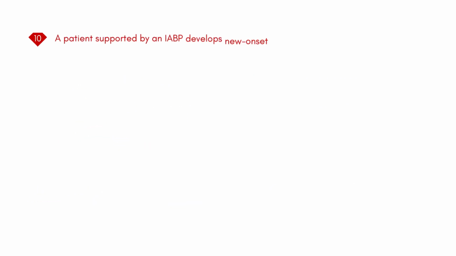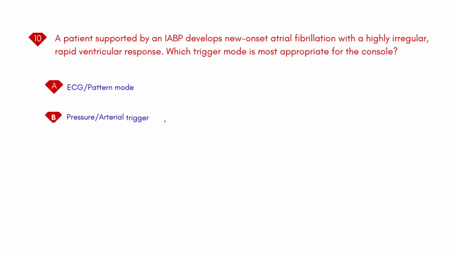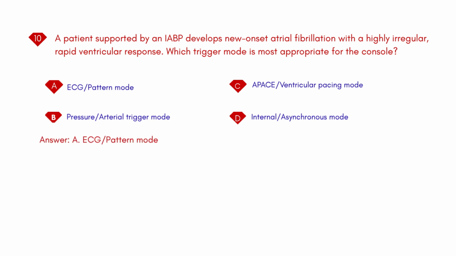A patient supported by an IABP develops new-onset atrial fibrillation with a highly irregular, rapid ventricular response. Which trigger mode is most appropriate for the console? A. ECG/pattern mode. B. Pressure/arterial trigger mode. C. A pace/ventricular pacing mode. D. Internal/asynchronous mode. Answer: A.